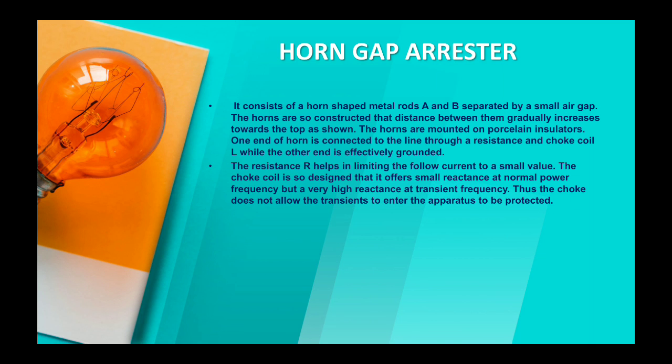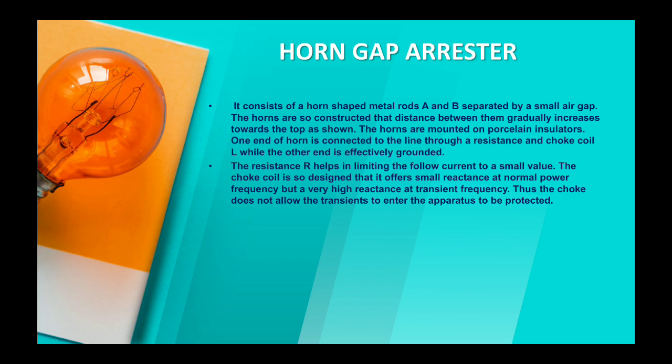The resistance R helps in limiting the flow of current to a small value. The choke coil is designed such that it offers small reactance at normal power frequency but a very high reactance at transient frequency. So if there is a small reactance at normal or healthy condition, it opposes and limits only a small amount of current.